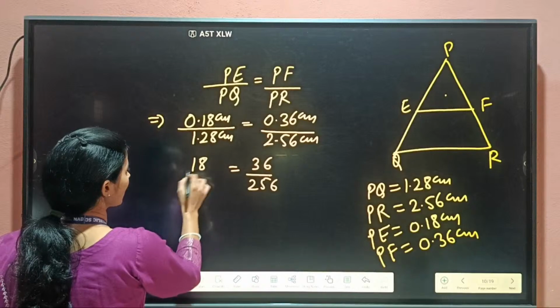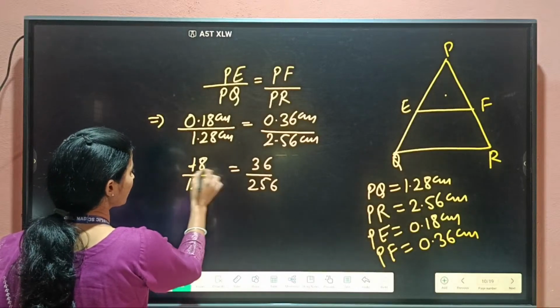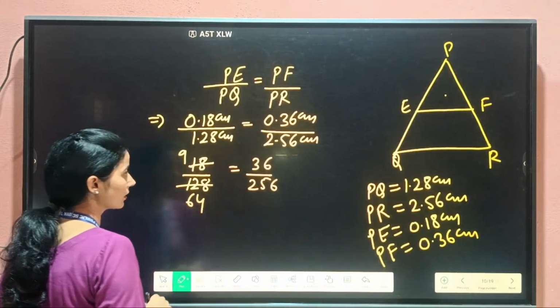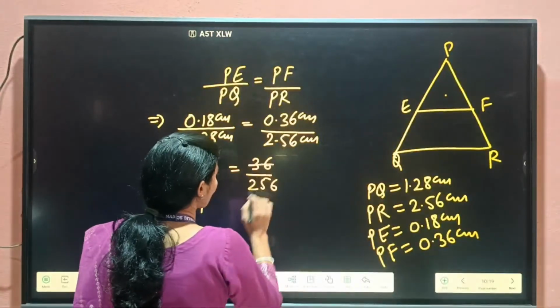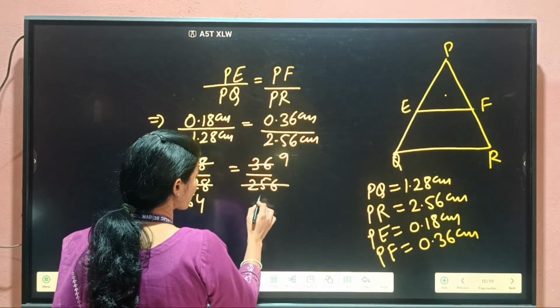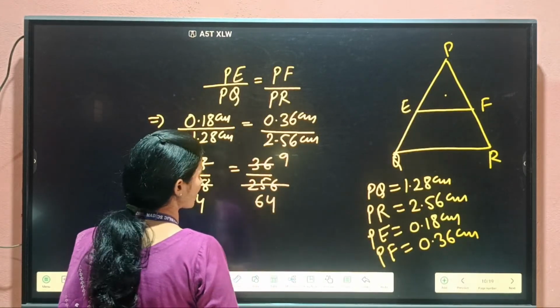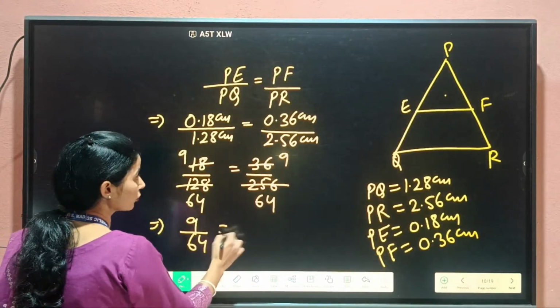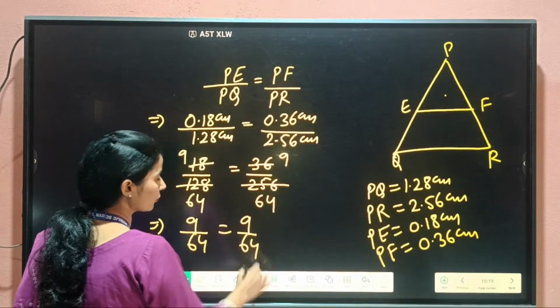This is 18 by 128. 2 9 ja 18, 2 6 ja 12, 2 4 ja 8. Cancel with 4. 4 9 ja 36, 4 6 ja 24, 4 4 ja 16. This is 9 by 64 and this also 9 by 64.